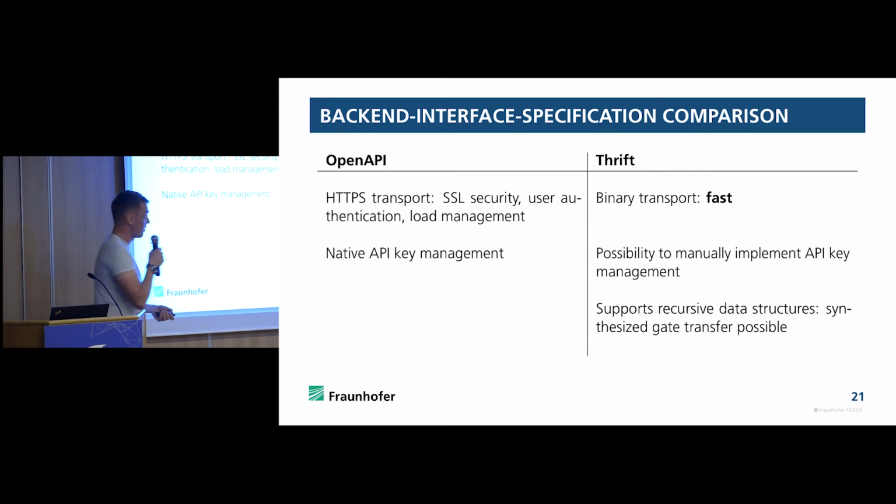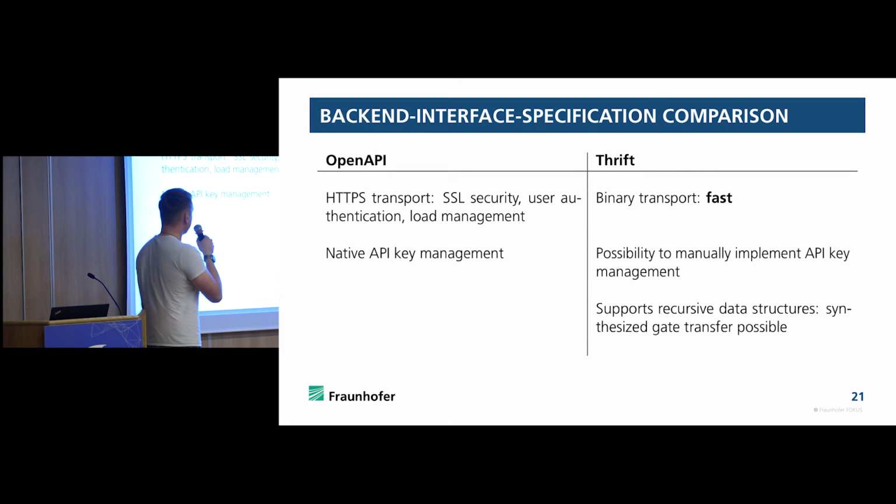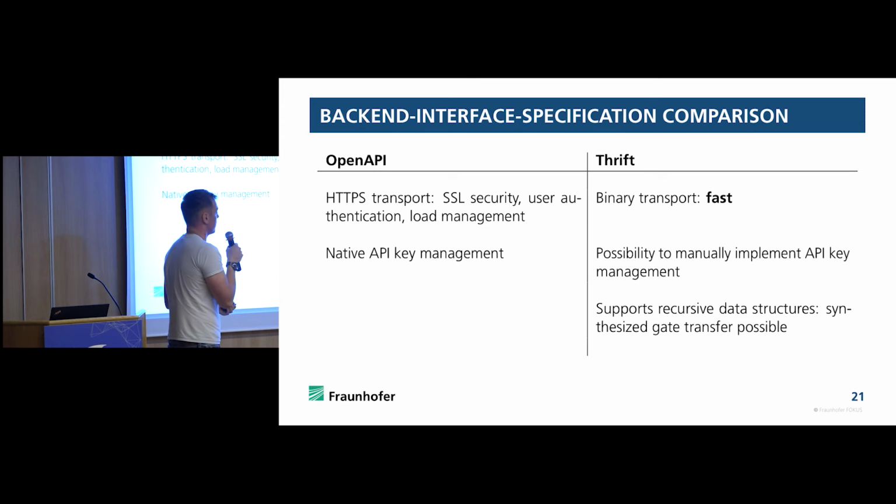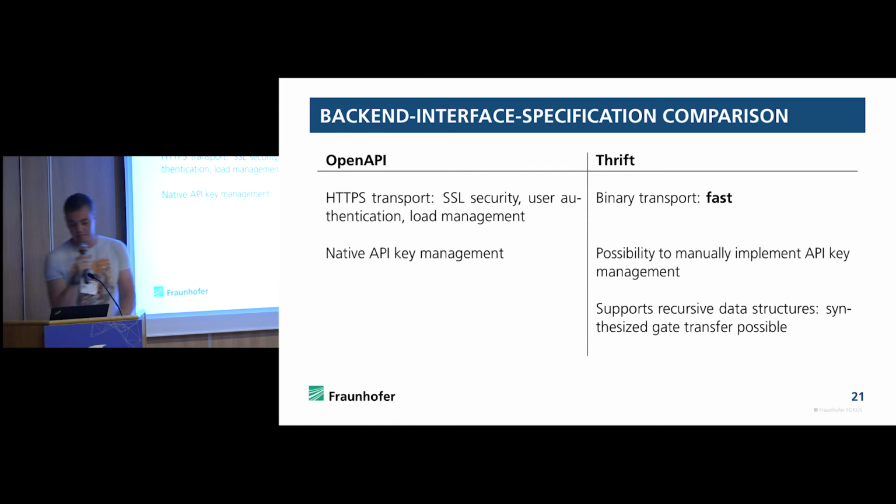Okay, so here's a little comparison between OpenAPI and Thrift. OpenAPI is probably the more recent technology. It has many convenient features like secure transport, user authentication, load management, and native API key management. On the other hand, we have Thrift, which might be a bit older, but it has the convenient feature of compiling the data to binary, which means it is fast. It's possible to have manually implemented API key management, and the Python implementation of it supports recursive data structures, which means you can also transfer synthesized gates.